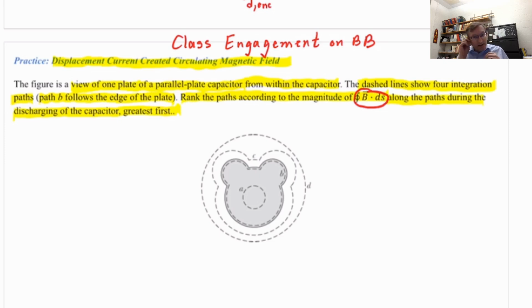And you are inside the capacitor in the gap, looking at one of the plates, and the capacitor is discharging. Rank the values of B dot ds. Okay, so that's all for this video, and we'll talk about these ideas in class.